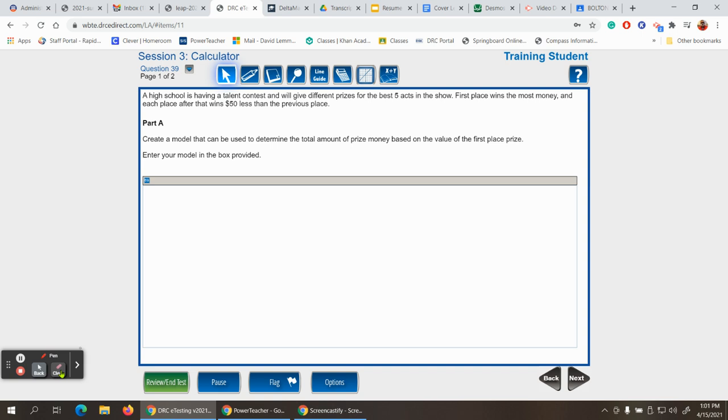So our last thing is number 39. A high school is having a talent contest that will give different prizes for the 5 best acts in the show. First place wins the most money, and each place after that wins $50 less than the previous place. Create a model that can be used to determine the amount of prize money based on the value of the first place prize. All right, so this is a two-parter. This is part A.